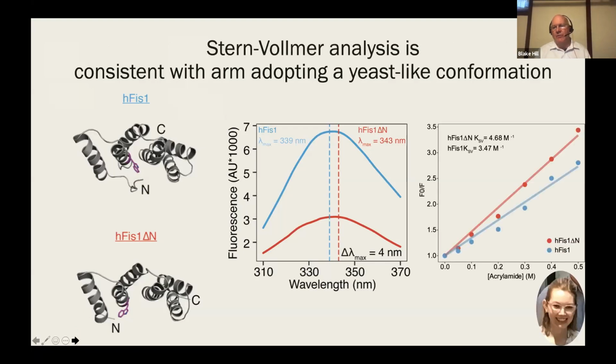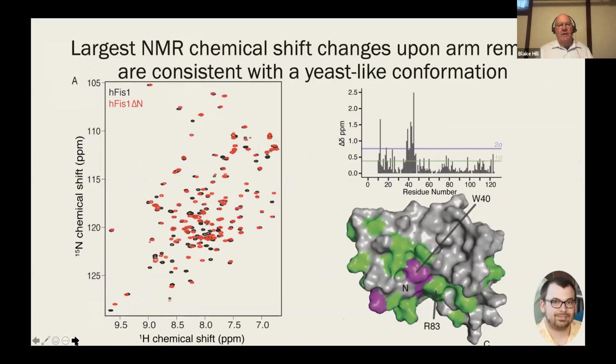And she also did a Stern-Volmer quenching analysis, which is consistent with this data. So John then went on to ask the same question by NMR spectroscopy, doing this proton-nitrogen correlation experiment with the native arm and the delta N arm. And basically, suffice it to say that what he saw was the largest chemical shift changes localized to the arm and then the region surrounding where tryptophan 40 resides. So these data strongly support the idea that the arm has a possibility to be tucked in.